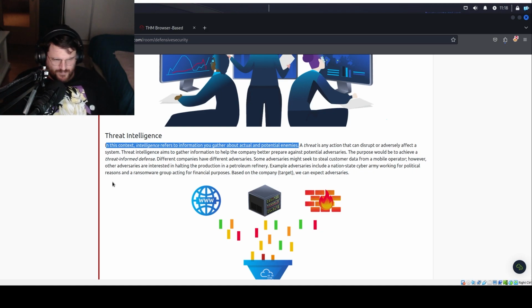For example, adversaries include the nation-state cyber army working for political reasons and a ransomware group acting for financial purposes. Based on the company, which is the target, we can expect adversaries.